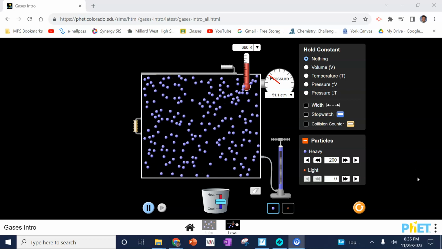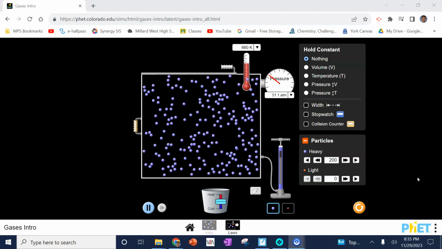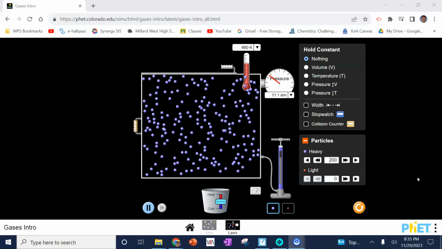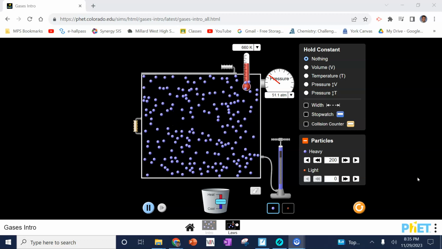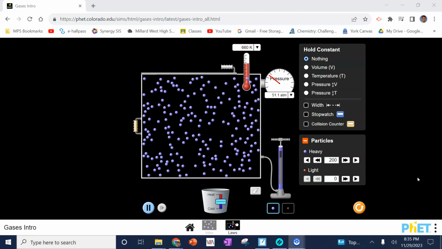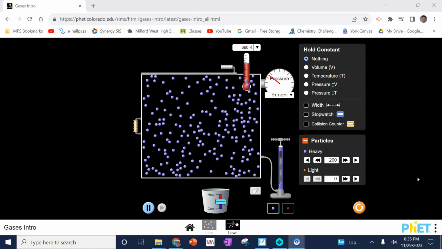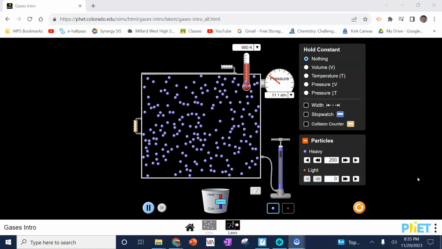In today's lesson, we're going to be examining the introductory lesson to the gas law unit. We're going to be looking at properties of gases, including pressure, volume, temperature, and the number of moles of gas present. We will be using the PhET simulation software, and this is the basics of gas laws.